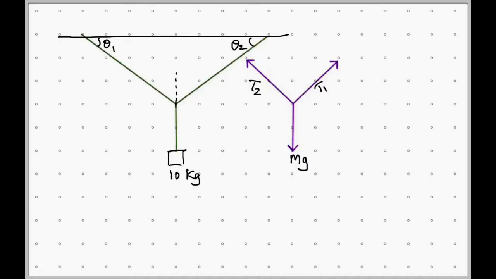If those are the angles, you have to be a little careful. You know why? Watch this. What will this angle be? Is it theta 2? Is it theta 1? No, it's neither. It's 90 minus theta 2. It's 90 minus theta 2.